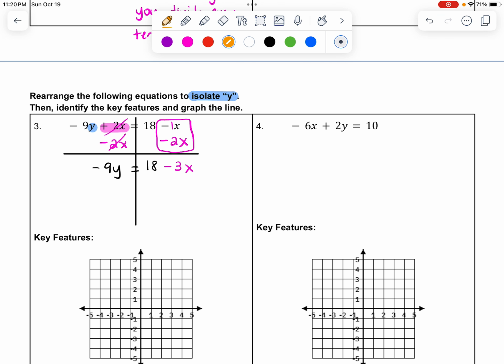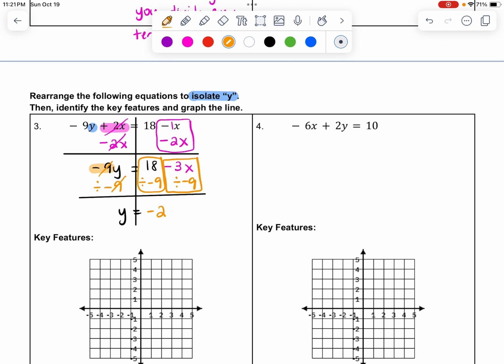Then I need to get rid of this negative 9. Now, since it's kind of smushed right next to the y, I'm going to divide by negative 9. But the special rule for dividing is that you have to divide everybody. So the negative 9 cancels on the left, and we get y. On the right, we're going to do 18 divided by negative 9, which is just negative 2. And then we're going to do negative 3 divided by negative 9, which is not a friendly number.